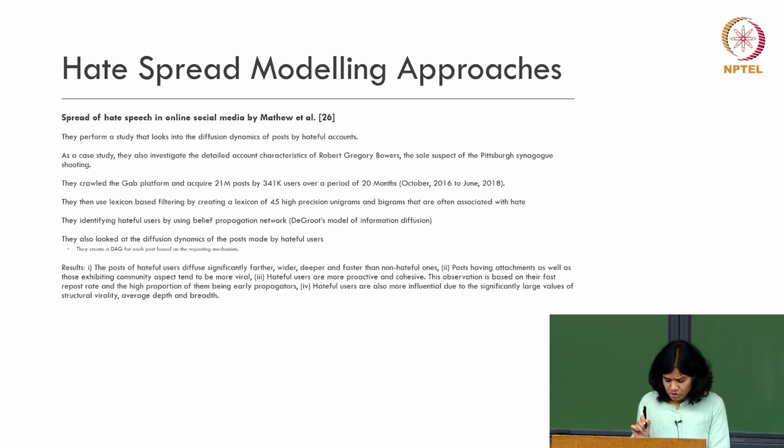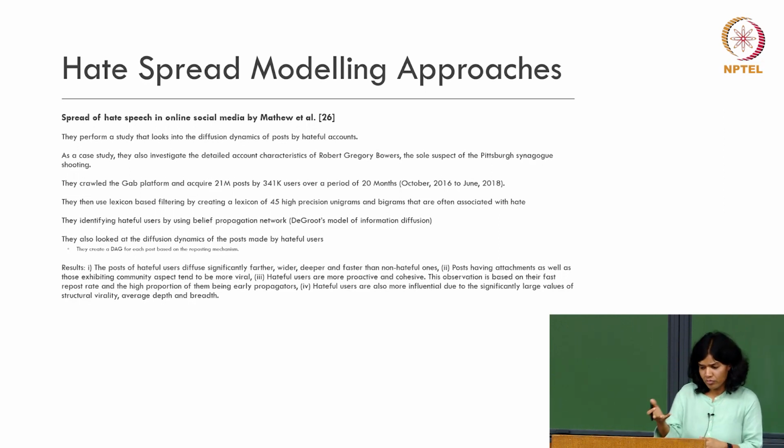These hateful users are central in the network, right? They are not at the periphery. They are not lone wolves. They are actually at the center. And these hateful posts get much more attention in terms of reposting. Gab also has a retweet kind of thing, which is basically reposting. These hateful users are more proactive and cohesive, more similar and familiar with each other, and more influential due to large values of structure. From the graph point of view, they are central and more influential.